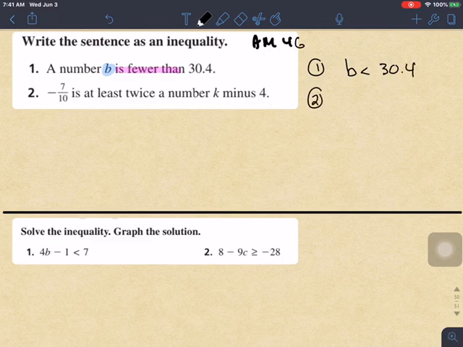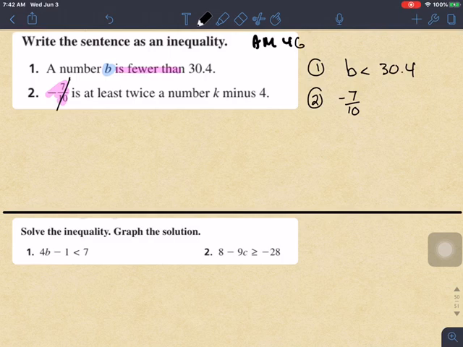The next one, we're going to do largely the same process. So we have -7/10. You can go ahead and start with that, okay? Is at least. That means that -7/10 is larger than what's coming next. Is at least, or it's equal to. So this is at least a number k minus 4, all right?